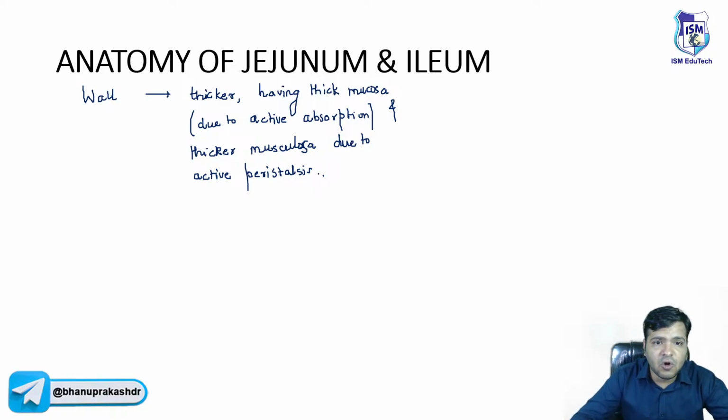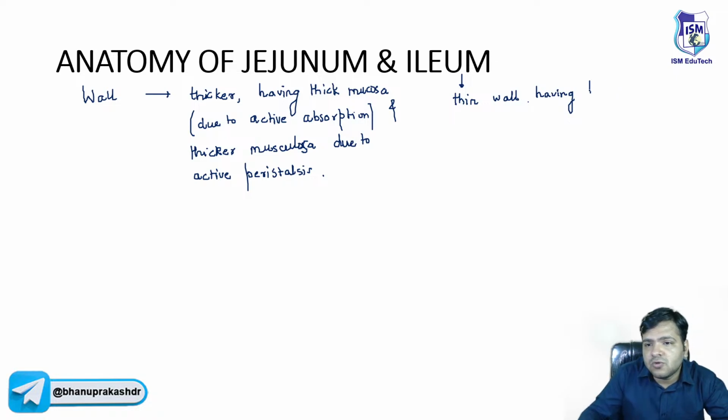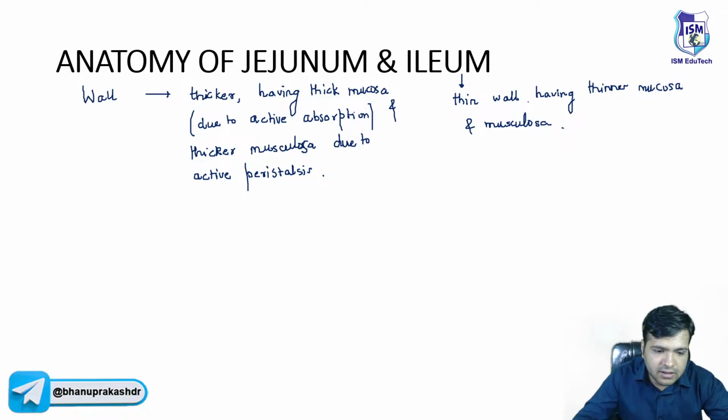Now, if we come to the wall of the ileum beta, remember comparatively as compared to jejunum, it is having a thin wall, having thinner mucosa and musculosa. Now, when I say musculosa beta, you are already aware I'm talking about the muscle layer, right?